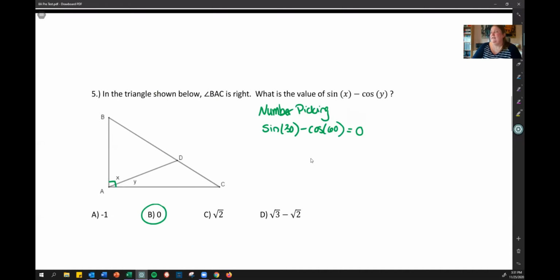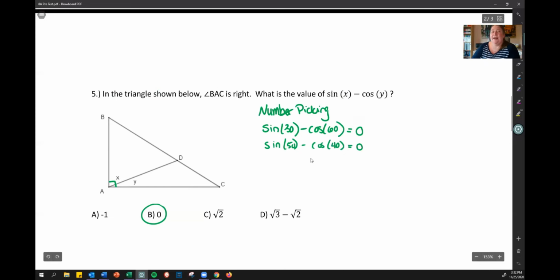Let's pick like 50 and 40. Those are two other numbers that add up to 90. Sine 50 minus cosine 40. And if you're doing this along with me, go ahead and pick anything else. Pick like 1 and 89. That would also work. I'm putting in my 50 and 40. And you can see once again, I got 0, just like I did for 30 and 60.